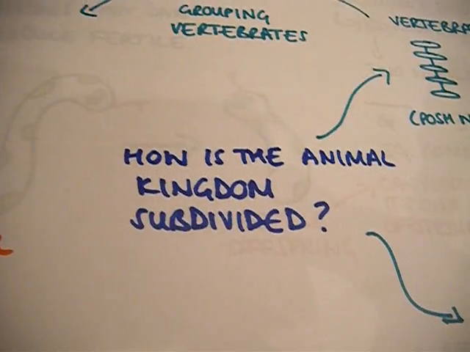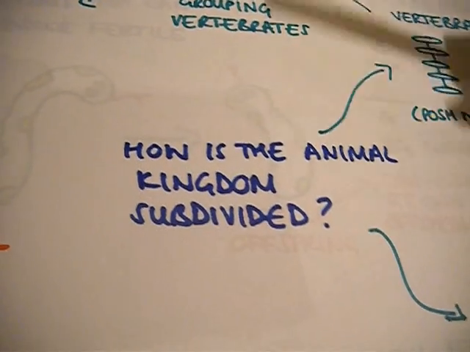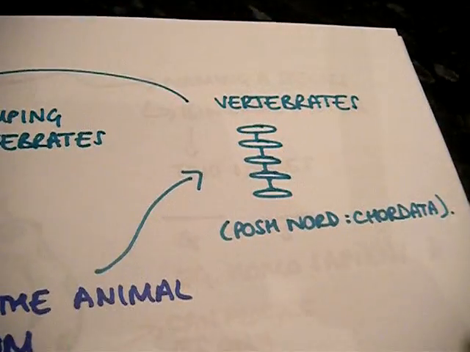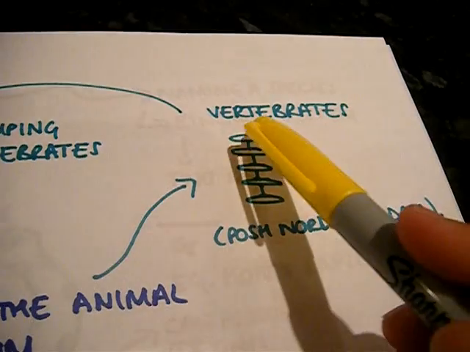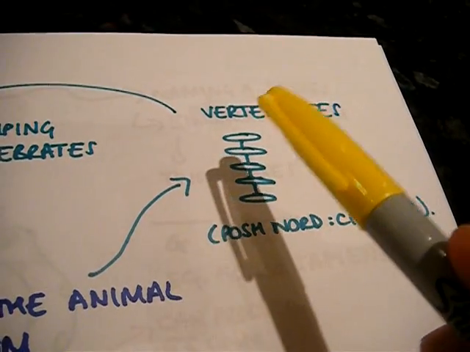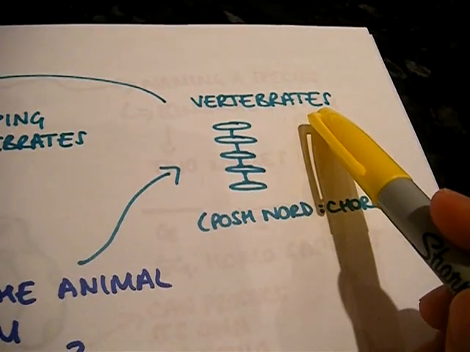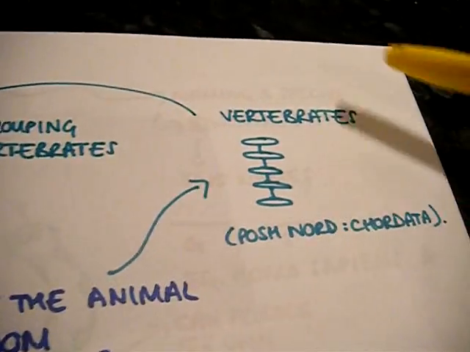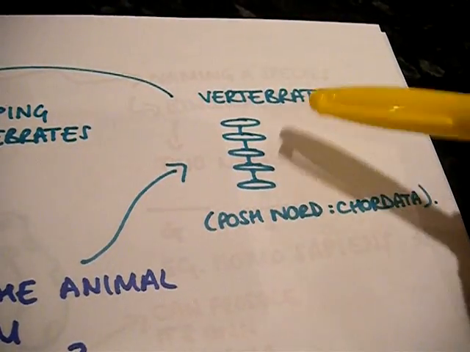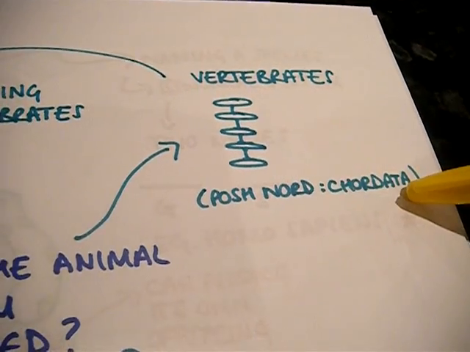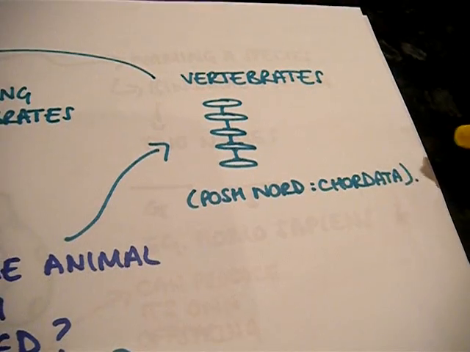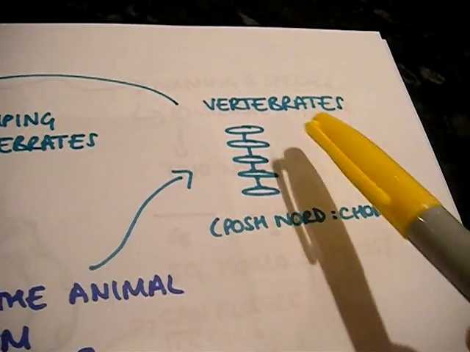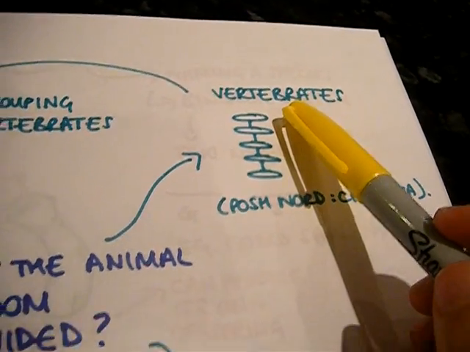The next thing we need to talk about is how is the animal kingdom subdivided? Within the animal kingdom, we can separate organisms into different groups. One way to separate them is to ask, do they have a backbone? So are they vertebrates or not? Vertebrate means they have a backbone. The posh word for the group of organisms that contain backbones are chordata. If something is classified under the heading chordata, it definitely has a backbone.